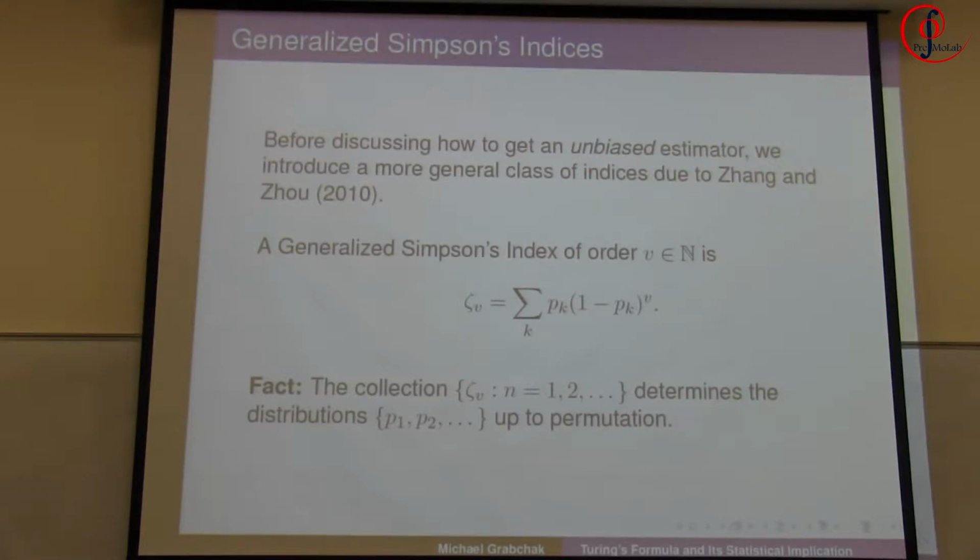Is it a misprint, so the collection you mean not n but v? Oh, yes, that's a misprint. Thank you very much. That should be v. Thank you. It's exactly the reason why you're considering this index with natural v. Yes, yes.